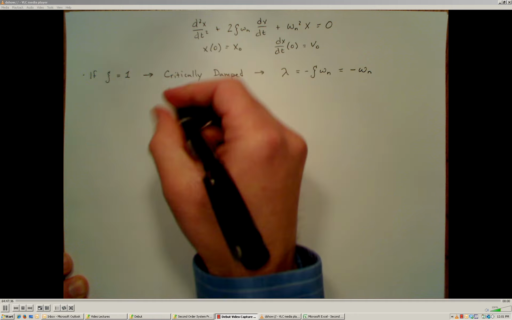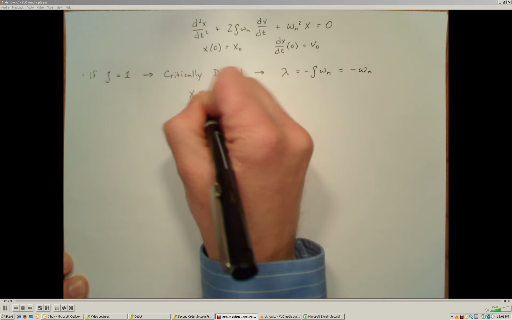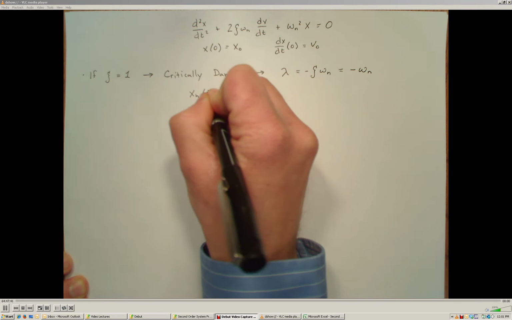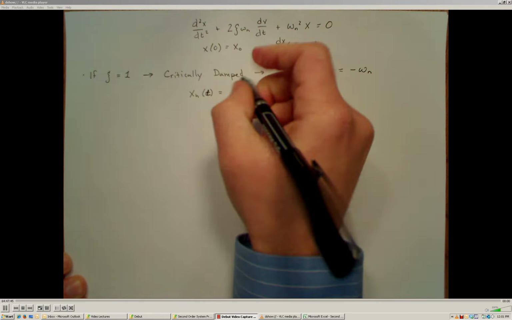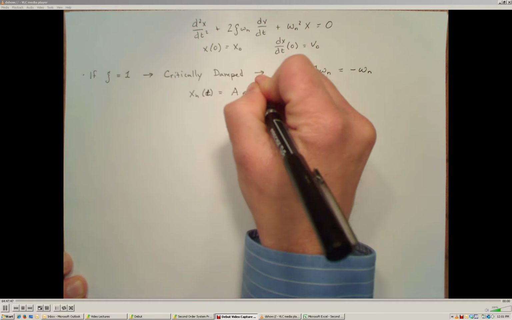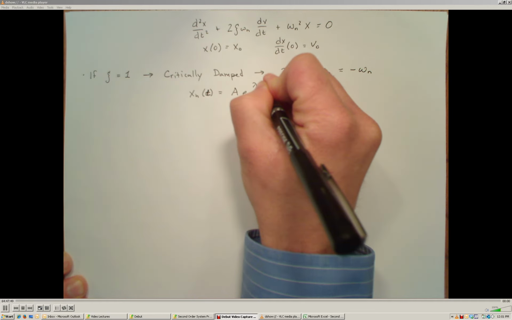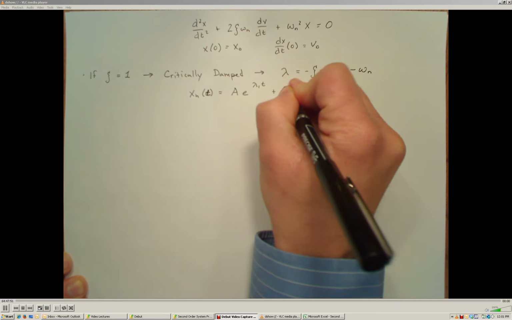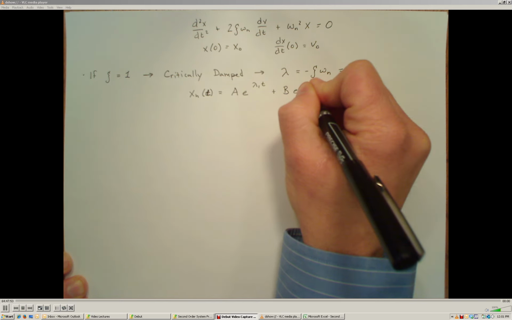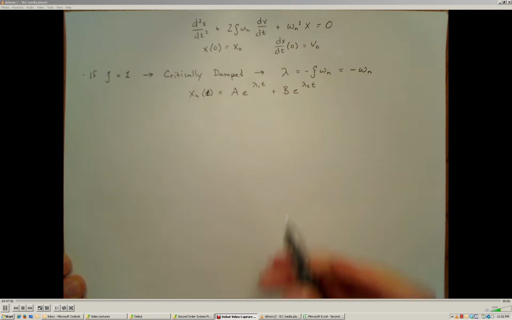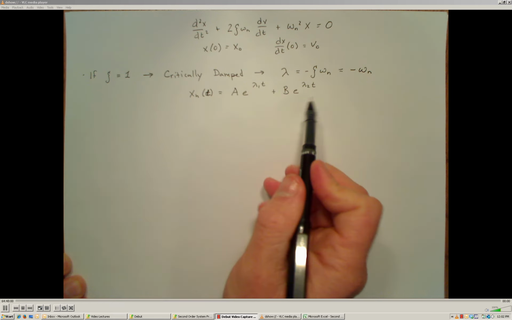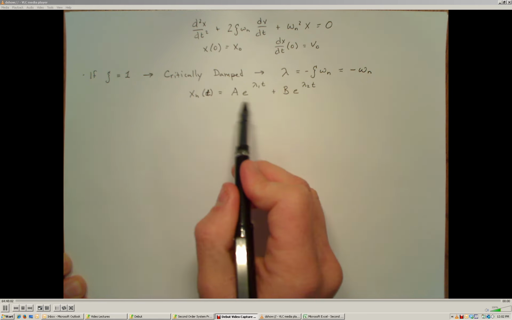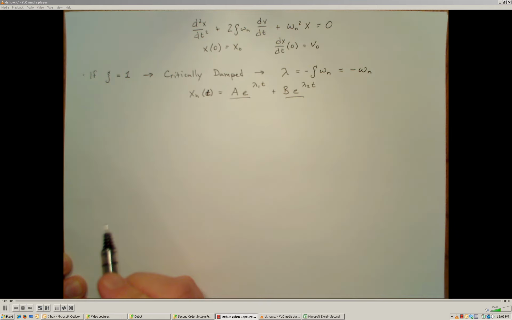Now, we can start off by saying that x homogeneous as a function of time, so the solution to this homogeneous equation, is going to be some unknown constant a times e to the lambda 1 times time, plus some different constant, b, times e to the lambda 2 times time. But since lambda 1 and lambda 2 are the same value, this will not work for us because essentially these two say the same thing, right?